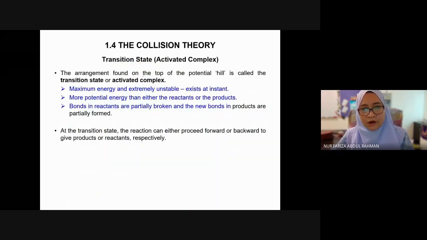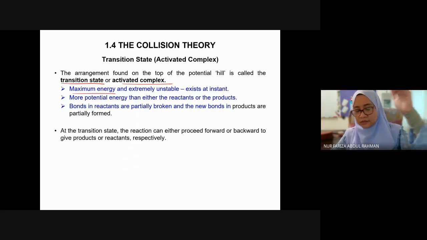So the arrangement found on the top of the potential hill is called the transition state or activated complex, like I said just now. These terms are used interchangeably. So what are the characteristics of this activated complex or transition state? Apa karakteristik dia? It's the maximum energy. Paling tinggi kan? The maximum. It has a maximum energy.